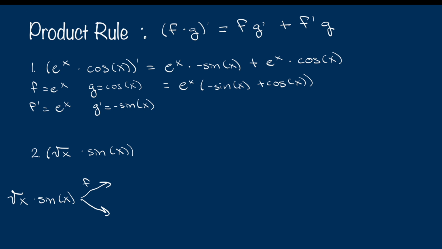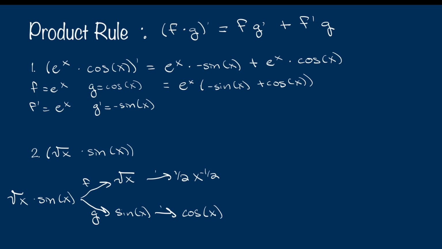So I'm going to have f and I'm going to have g. f is our square root of x, g is our sine x. Then we just take the derivative. We know the square root of x is just x to the 1/2, and since we've already done it in the video, its derivative is 1/2 x to the negative 1/2. And for sine of x, it is just going to be cosine.